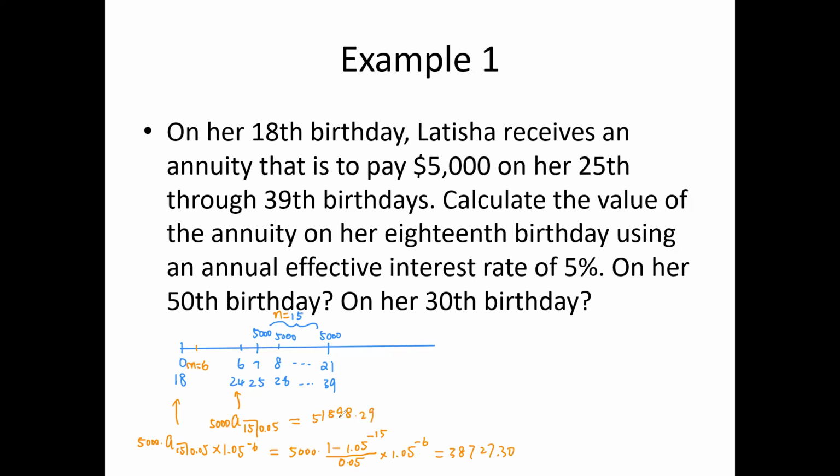Okay, this value I believe is 51,898.29. All right. You can obviously do this using annuity due, that's totally fine, but essentially it will be the same.